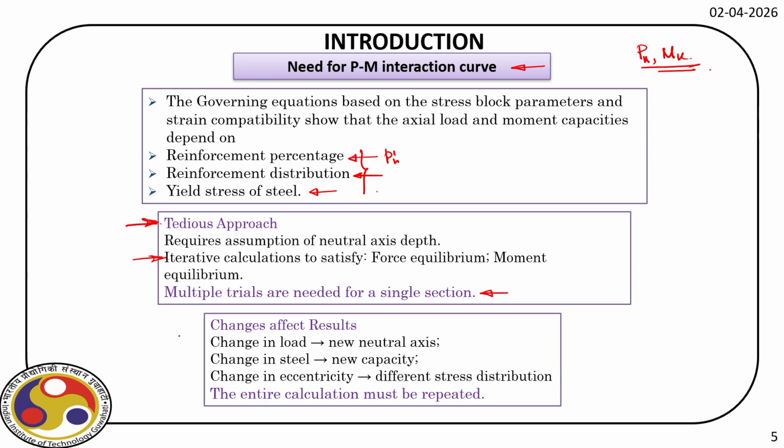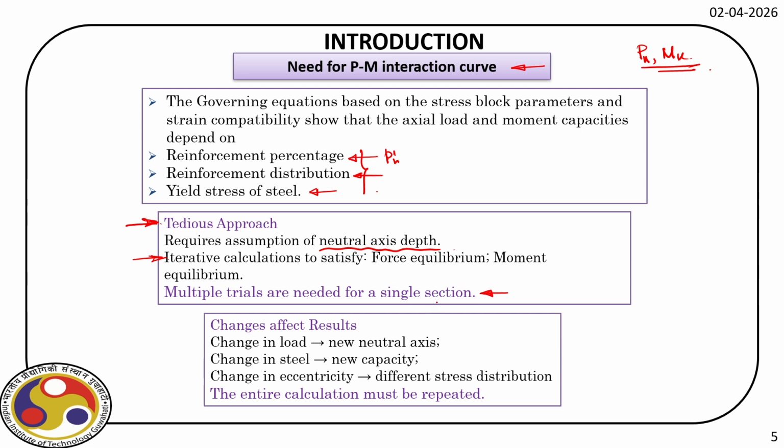Now, where does the difficulty come from? The first difficulty comes from the location of the neutral axis. We need to exactly identify the location, and that's where we need to do the iterations, and finally we need to converge to the actual location.